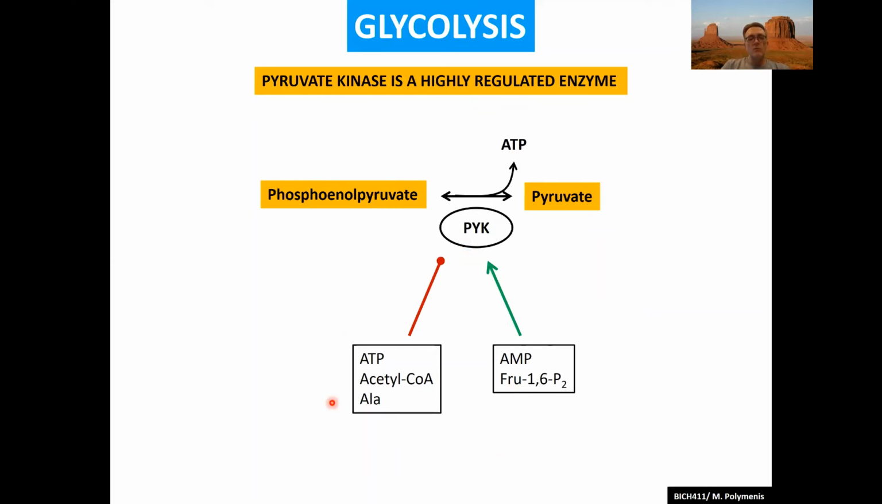On the other hand, if you have a lot of ATP or other byproducts of pyruvate, which as we'll see is going to be acetyl-CoA, for example, or alanine, which is pyruvate, you use a lot of pyruvate to make alanine, meaning you have a ton. Those will tend to inhibit pyruvate kinase.